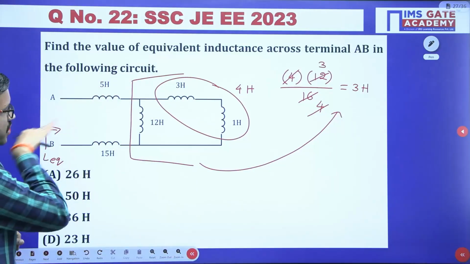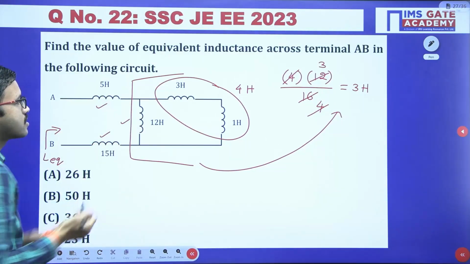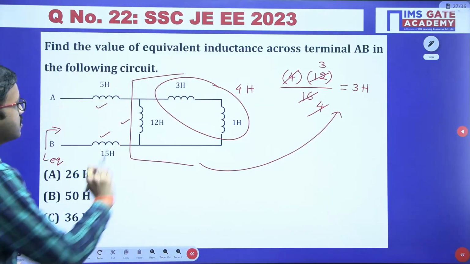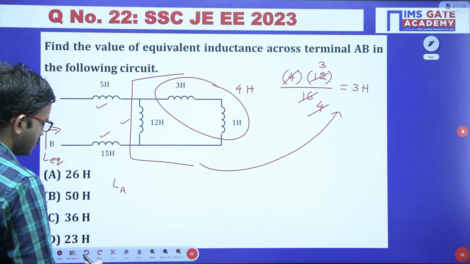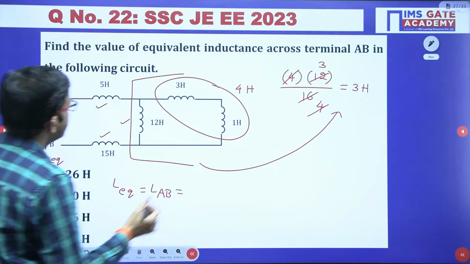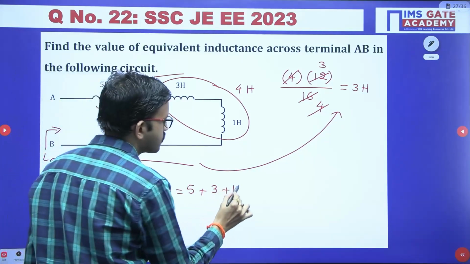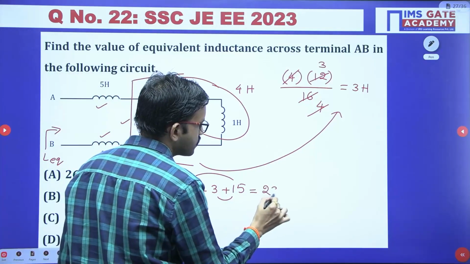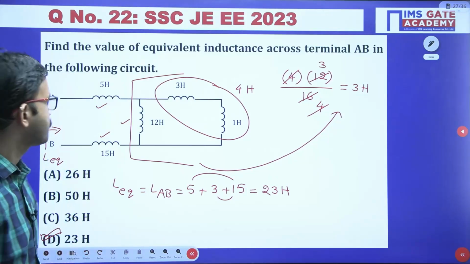Now with respect to A and B terminals, when you are looking at this circuit, you are having 3 inductors. All the 3 inductors are connected in series. That's all, right? So in series we can add the inductances. So L equivalent across the terminals AB is nothing but 5 Henry, then 3 Henry, and then 15 Henry. So 15 plus 5, 20 plus 3, that is 23 Henry. Option D is the correct one.